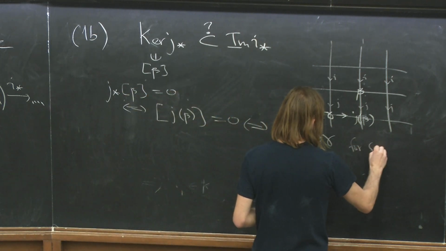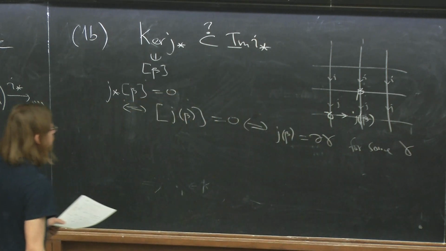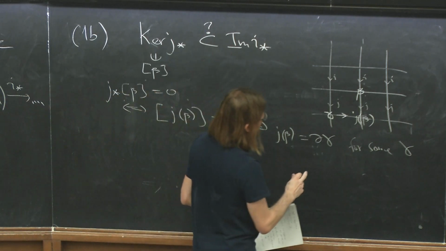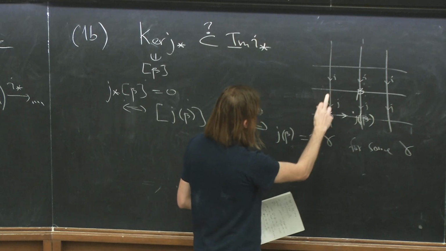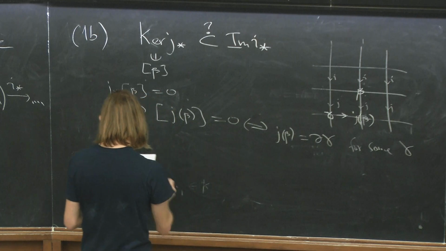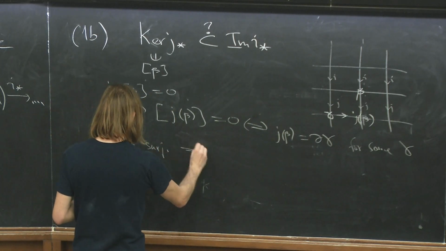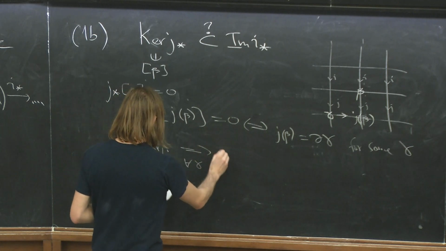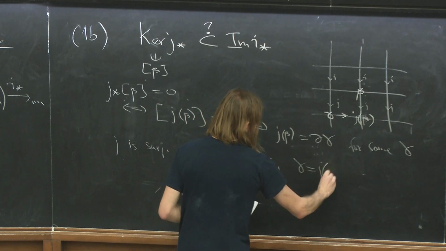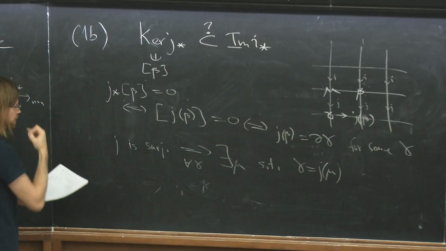For some gamma. Okay, good. And now we use the fact that this J map is surjective. So we can always find a preimage of this gamma. So J is surjective. For any gamma, there exists mu, such that gamma is J of mu. Since J is surjective, we can find this preimage.